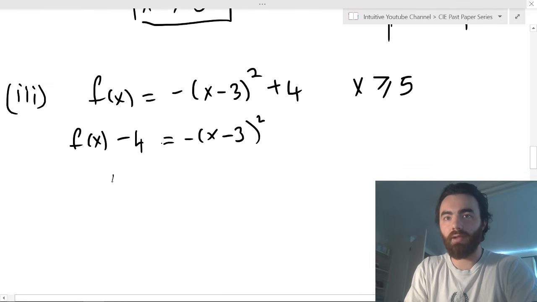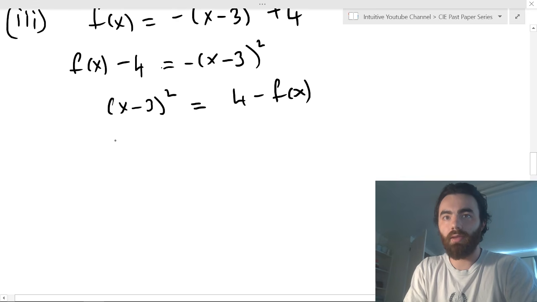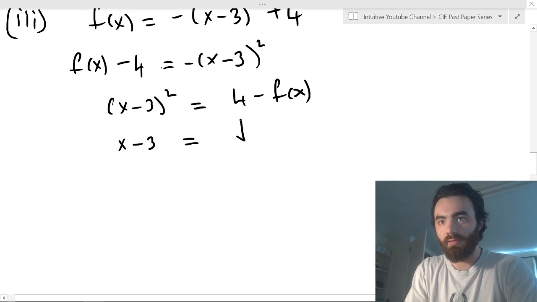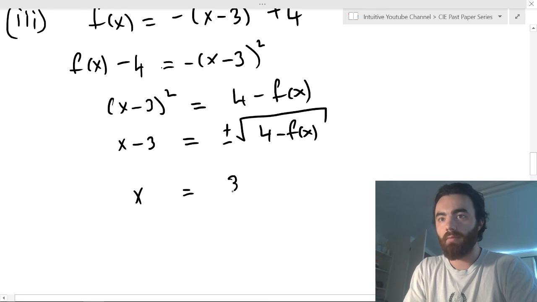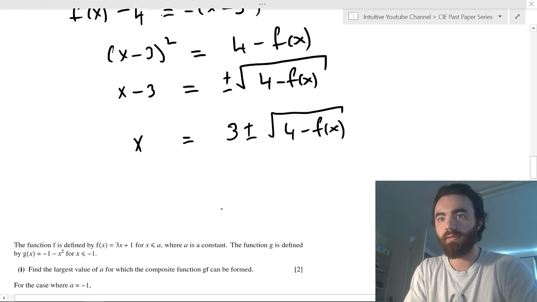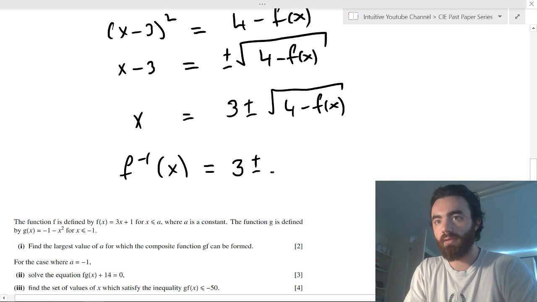Then we'll divide through by -1. We get x minus 3 squared equals 4 minus f of x. Then we get x minus 3 equals plus or minus the square root of 4 minus f of x. So then x equals 3 plus or minus the square root of 4 minus f of x. So the inverse of x equals 3 plus or minus the square root of 4 minus x.